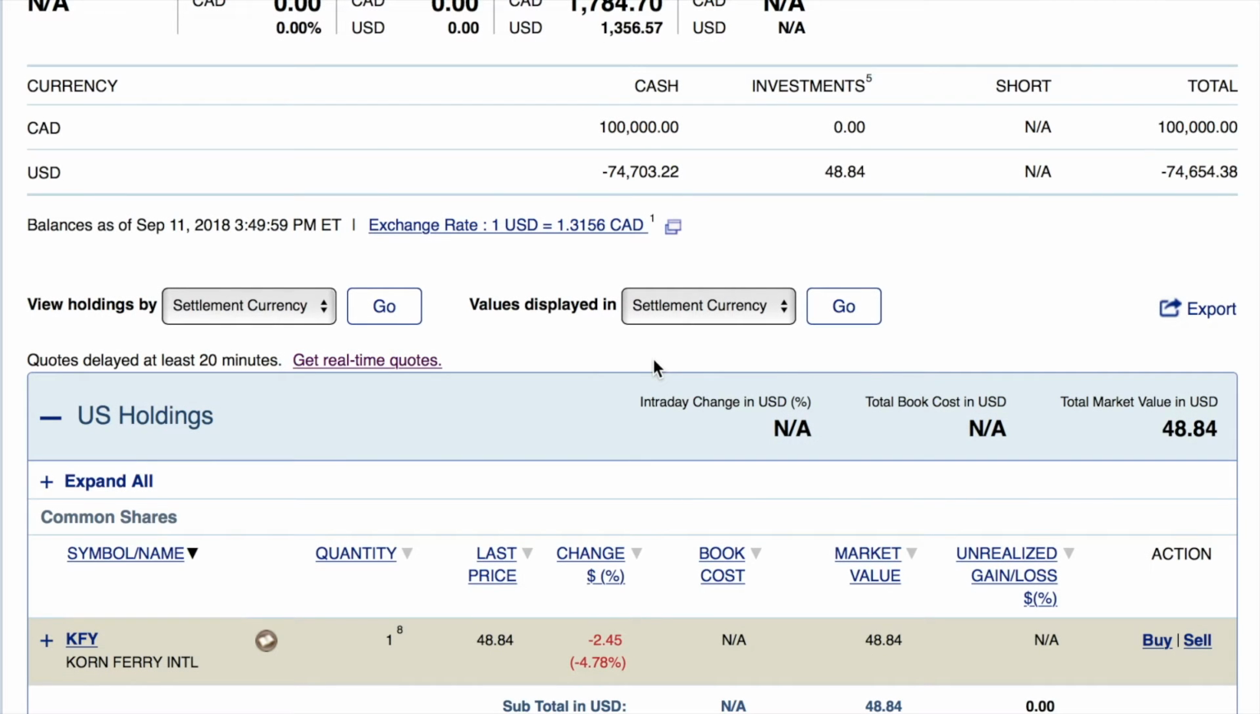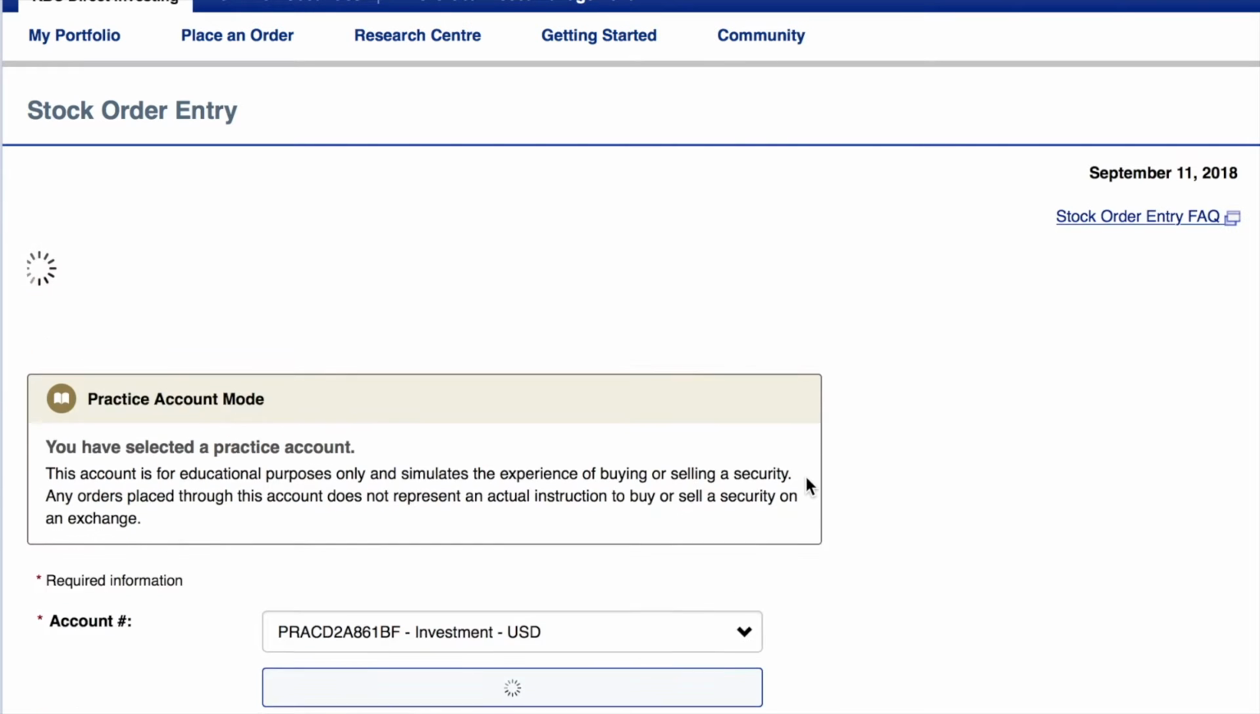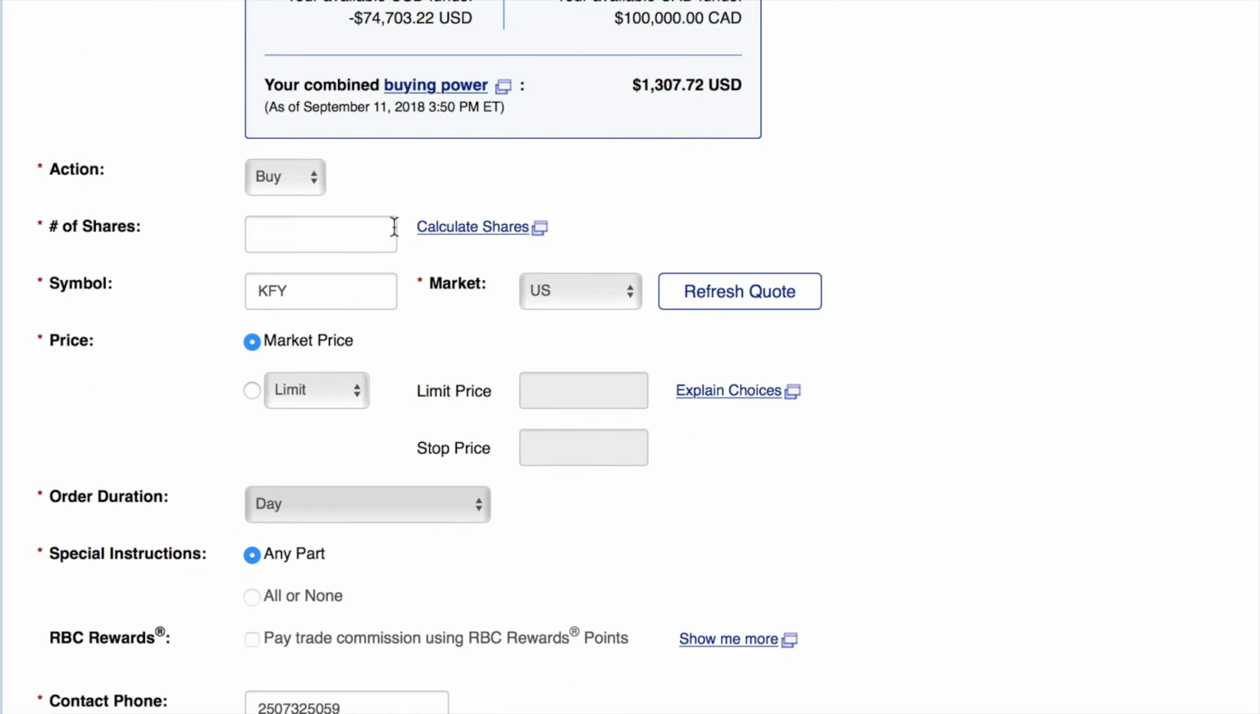Okay, so how to place a trade and do stop limits to cover yourself, so we don't have to place a trade ourselves when it starts to go against what we wanted it to do. So we're going to get KFY.